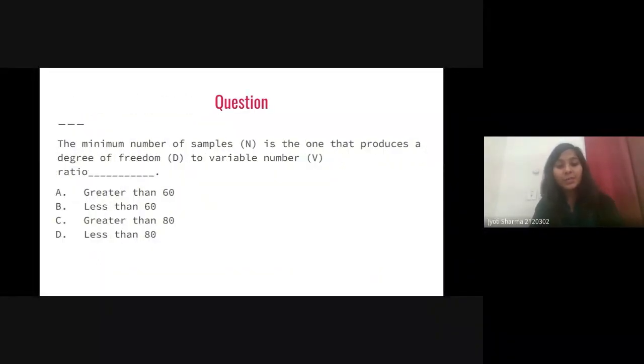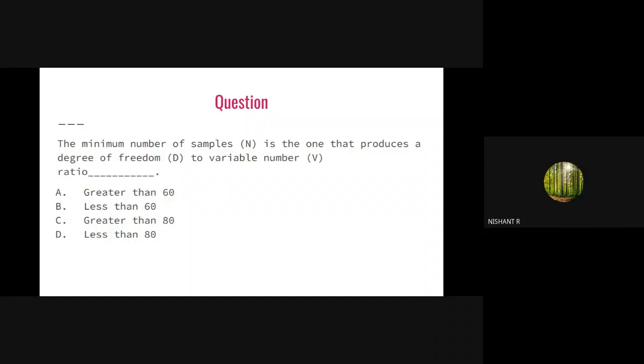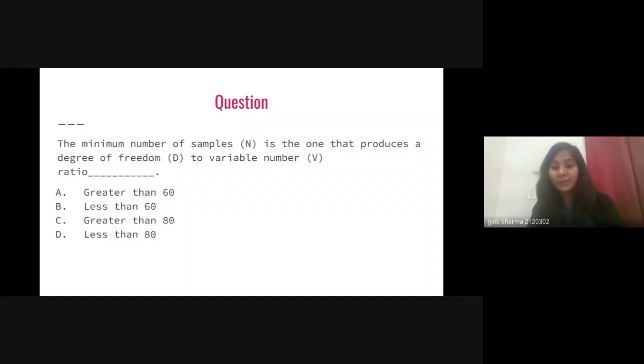Okay, so this is the question, as I already have talked about this. The minimum number of samples is the one that produces a degree of freedom to variable number ratio, and what should be the minimum number? Greater than 60. What else? Alka gave me 60. Yes, exactly. We talked about it. If our ratio is more than 60, then we have a sufficient number of samples. If it is not, then you have to increase your sample size.